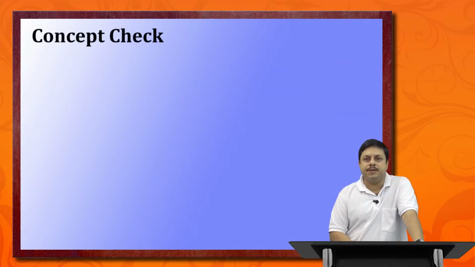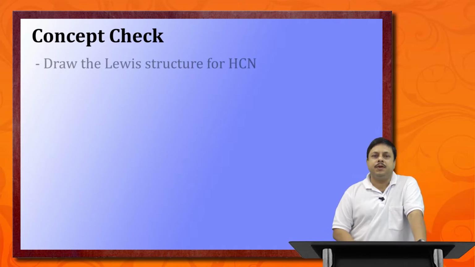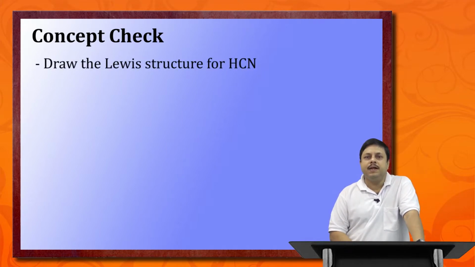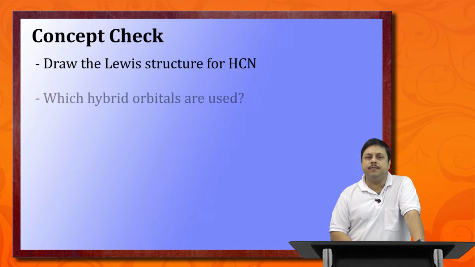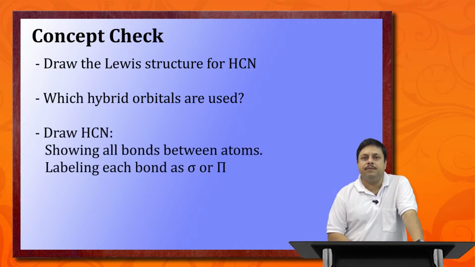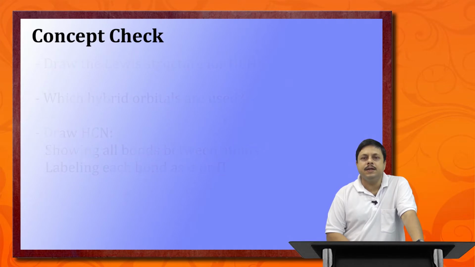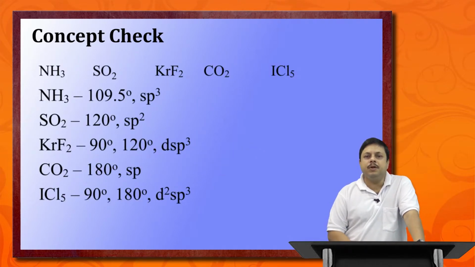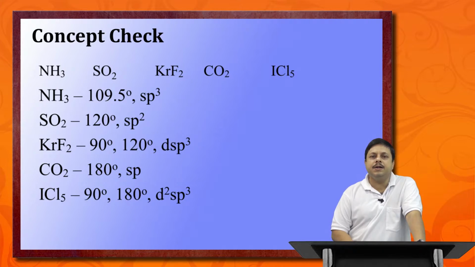Okay, so let us make a concept check. First of all, we draw the Lewis structure, say for HCN. Then we decide which hybridized orbitals to use, and then we find out which are the sigma bonds and which are the pi bonds and show them. You can take up these individual molecules and practice the kind of bonding they can do and the corresponding molecular shapes.